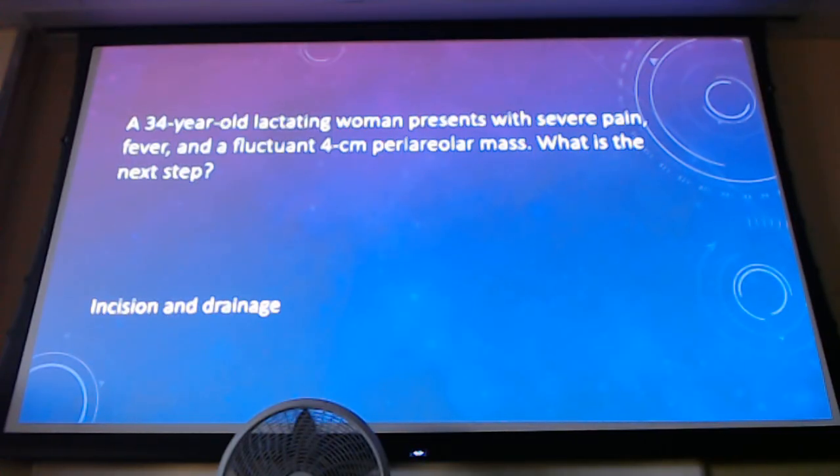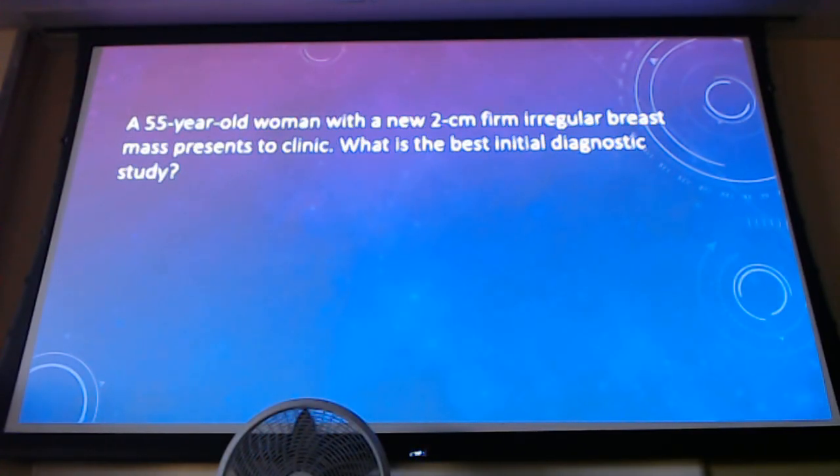Okay. What do we do for mastitis? What's the difference between a breast abscess and mastitis? Antibiotics. There's no mass, there's no fluctuation, right? So you'll have cellulitis, induration, warmth to the skin. We do antibiotics, and are we still breastfeeding? Yes. Pumping? Yes. Do we breastfeed or pump with a breast abscess? No. Good.